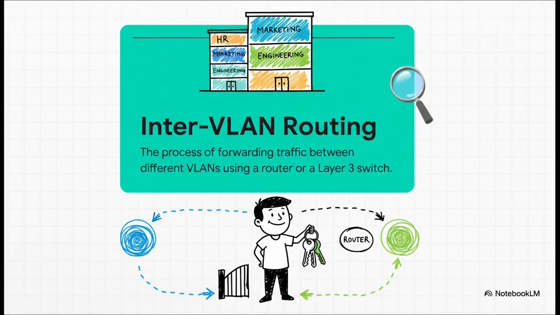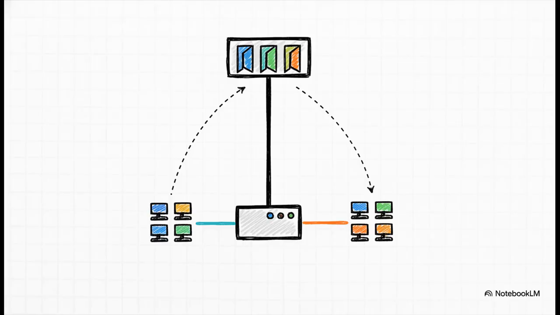It's like the building manager who has the master key. It can grant controlled, secure access between all the different floors. Now, a classic, really efficient way to set this up, and you'll see this all the time in networking labs, is this kind of funny-sounding method called router on a stick.